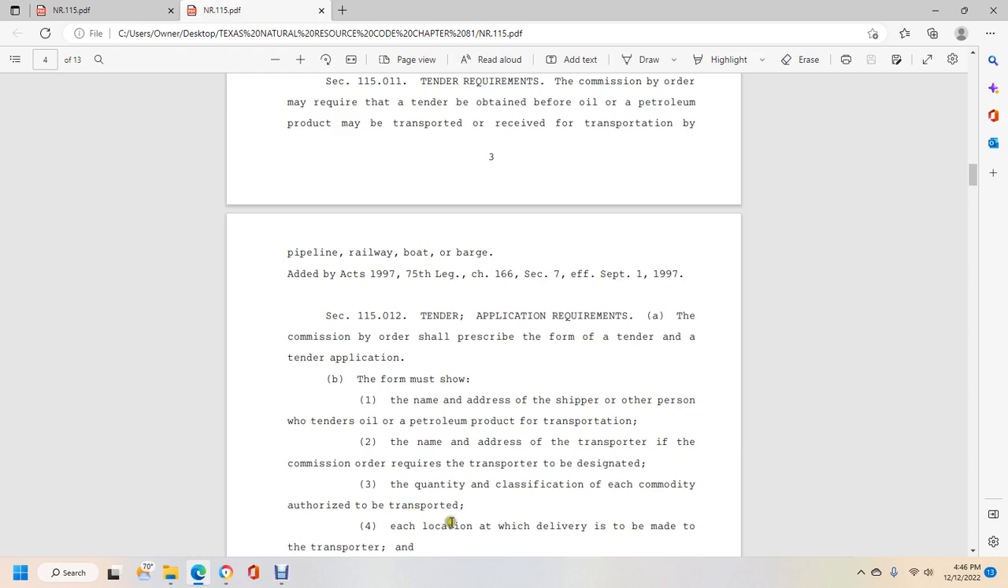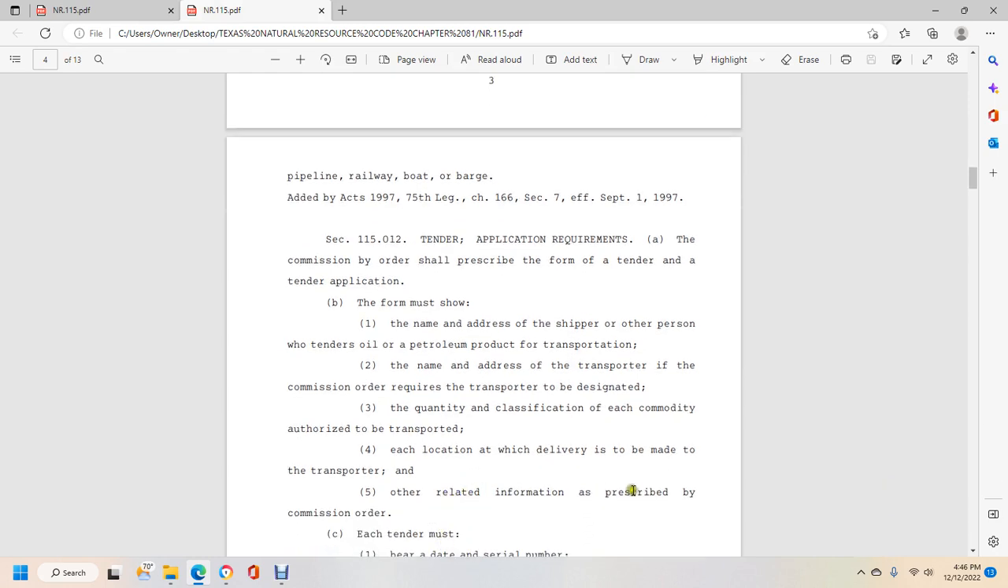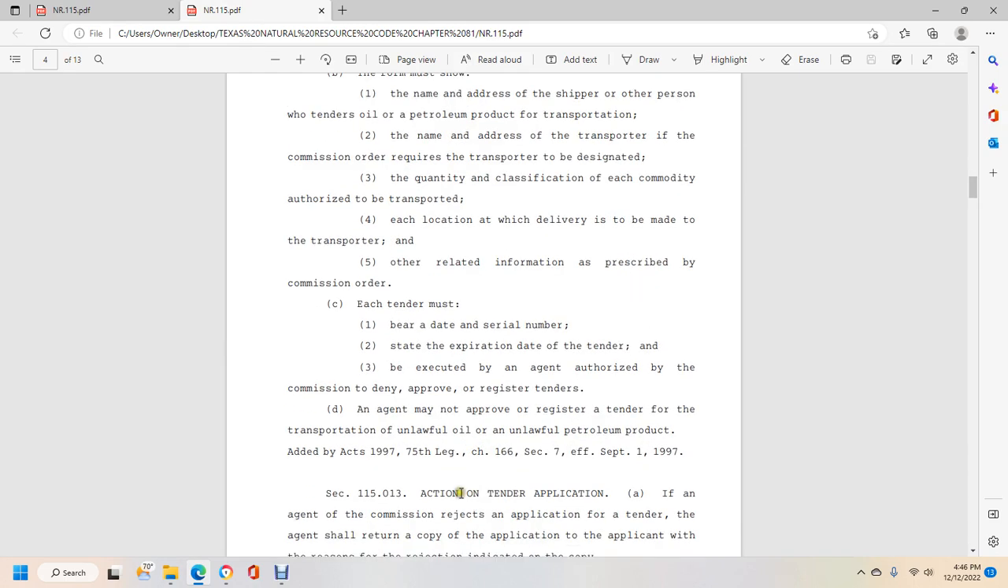...of the commodity authorized to be transferred, and the location to which delivery is to be made, with the transport and the related information prescribed by the commission order. Each tender must bear the date, the serial number, and the expiration date of the tender. The agent authorized by the commission may deny approval of the registered tender if the agent may not approve the tender for the transportation of unlawful oil or unlawful petroleum product.